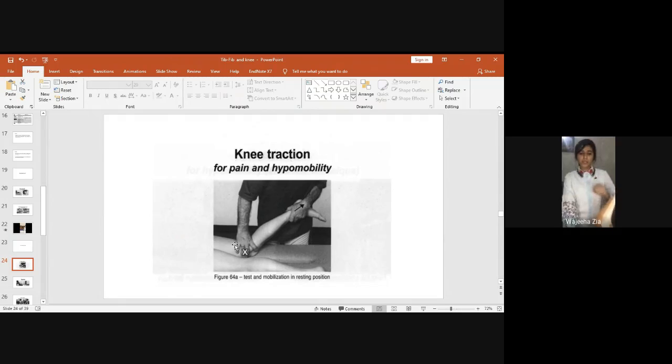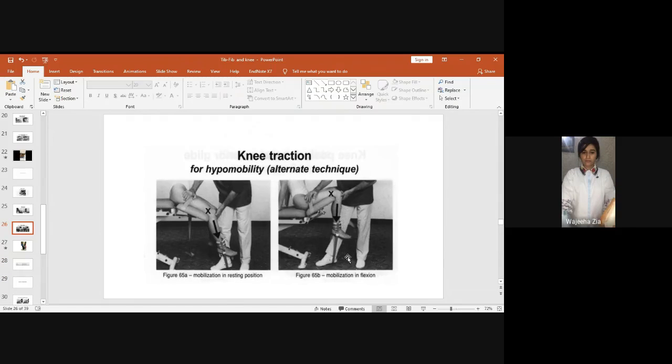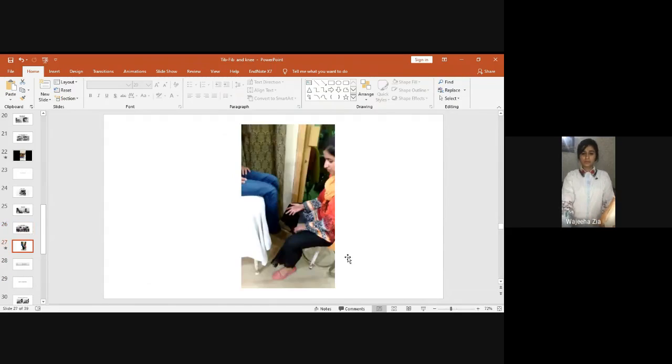The femur is stabilized with one hand and the therapist is applying the traction with the opposite hand. So in this way, stabilize here and apply the traction at the level of the ankle. These are the modified forms for the traction. If the knee is in 90 degrees, hold the femur and apply an upward force at the ankle level. These are also traction. I will show you the demonstration in the video.